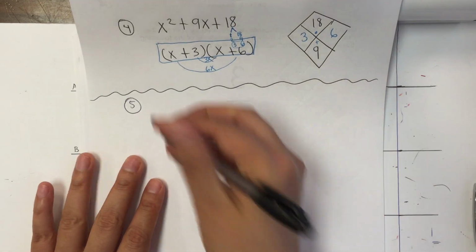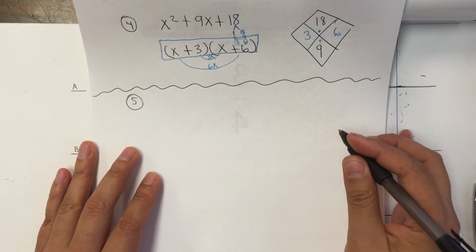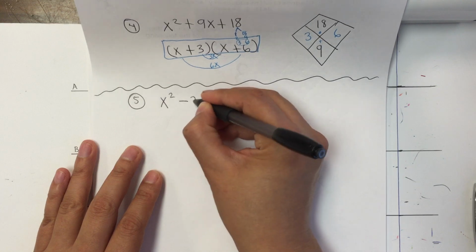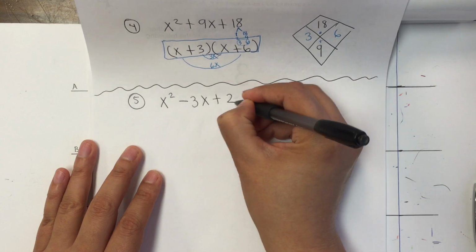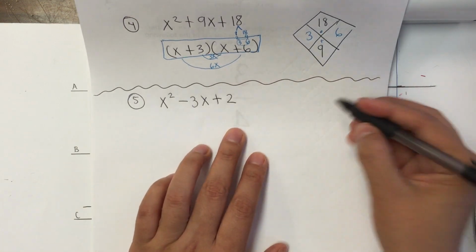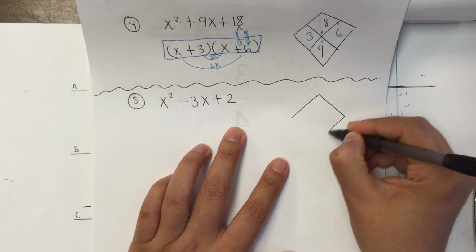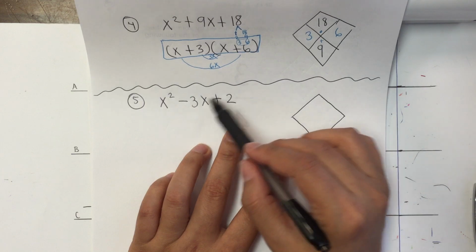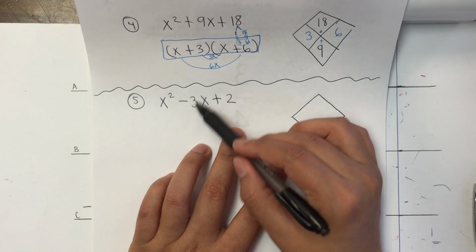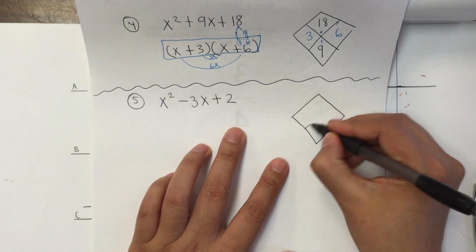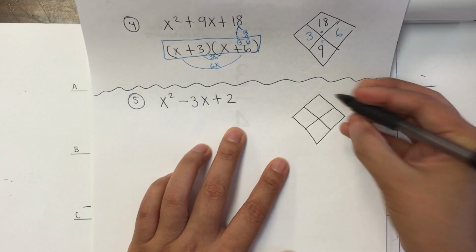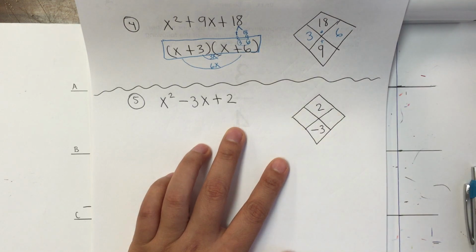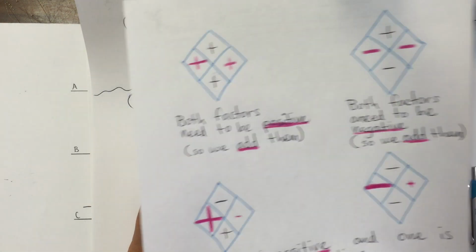Now, here comes a small challenge. So far, we've been using only positives for both the middle coefficient and the constant number. But now we have a negative. And I want you to go back to what we have in here.